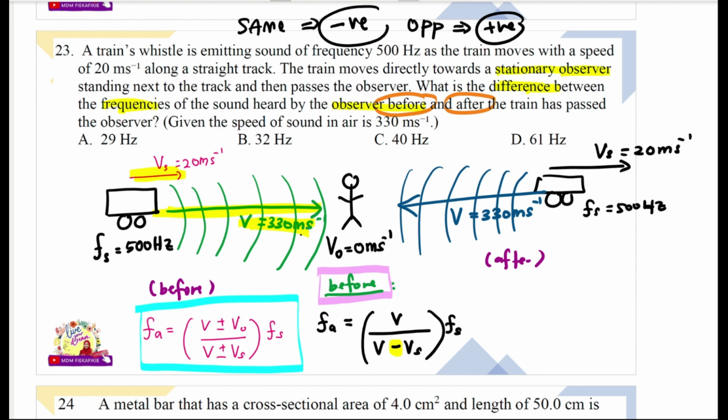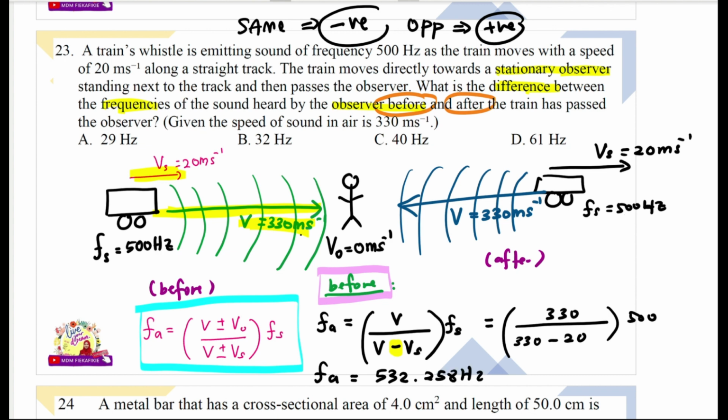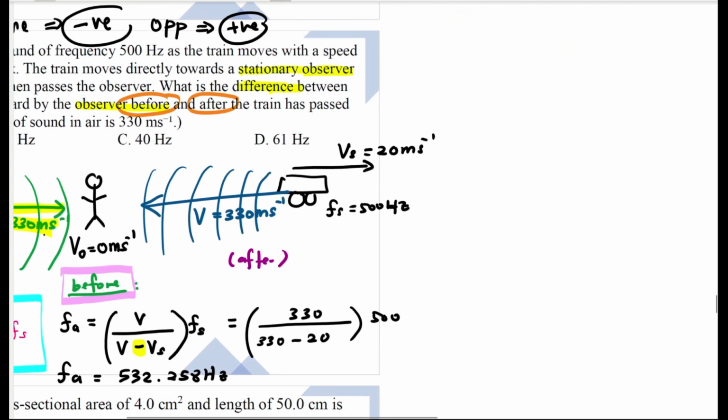Okay, so kita boleh masukkan nilai dia lah. Berapa nilai dia? Okay, saya akan kira kat sini. Ini before. So, V dia adalah 330 over 330 minus 20 times 500 Hz. So, the apparent frequency ataupun frekuensi heard by the observer is equal to 532.258 Hz. Okay, kita belum lagi menjawab soalan. Kita perlu kira pula, what is the frequency when the train is moving away?